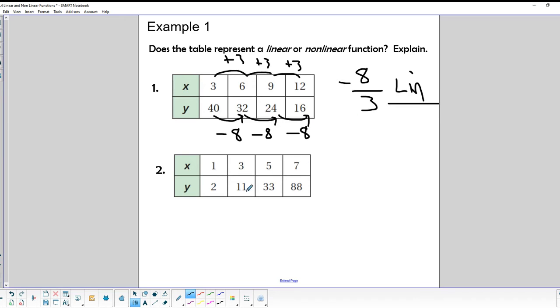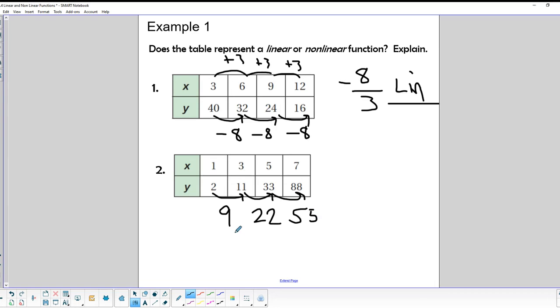Linear. Okay, how about the next one? Let's take a look at the change in y. To go from 2 to 11, that's a change of a positive 9. To go from 11 to 33, that's a change of 22. And to go from 33 to 88, that's a change of 55. That's a massive change.